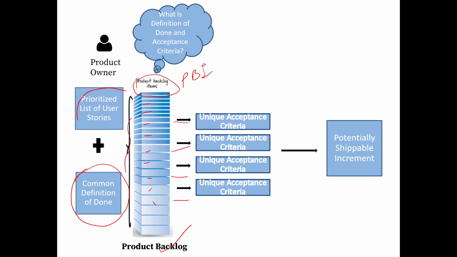It could differ from team to team, but for a team, for the set of product backlog items that the team is owning, the definition of done remains the same. So when these two are achieved by teams, we then get a potentially shippable product increment. We'll talk more about it in subsequent slides.